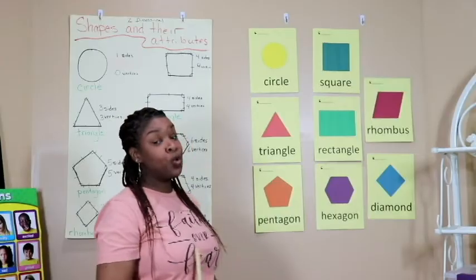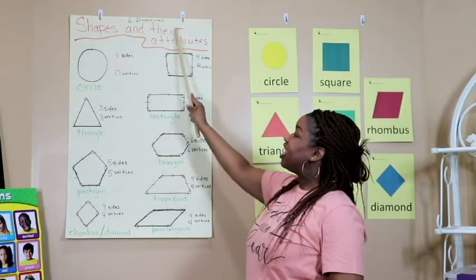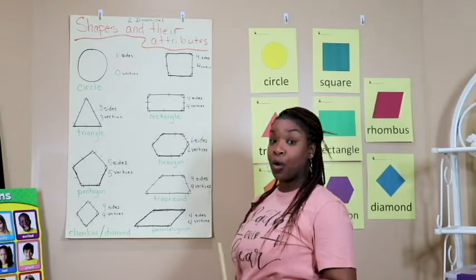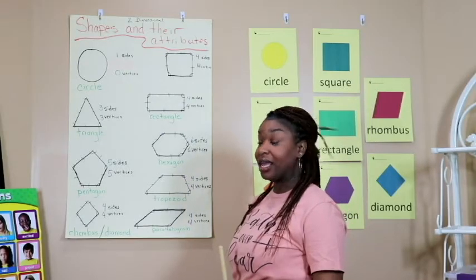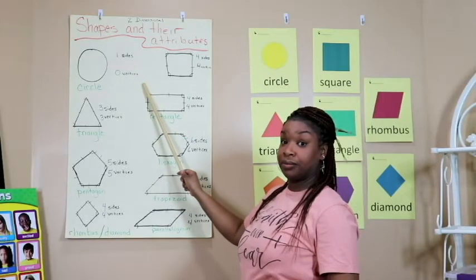Now, today we discussed two-dimensional shapes and their attributes. Attributes are characteristics of the shapes, and our characteristics that we talked about today are the sides and the vertices.